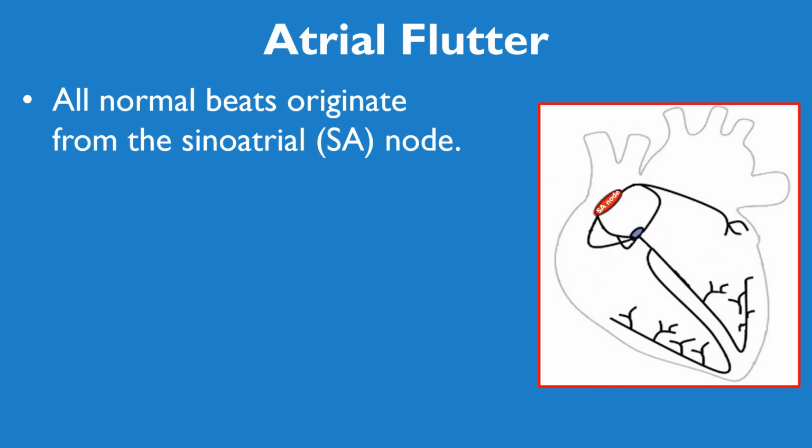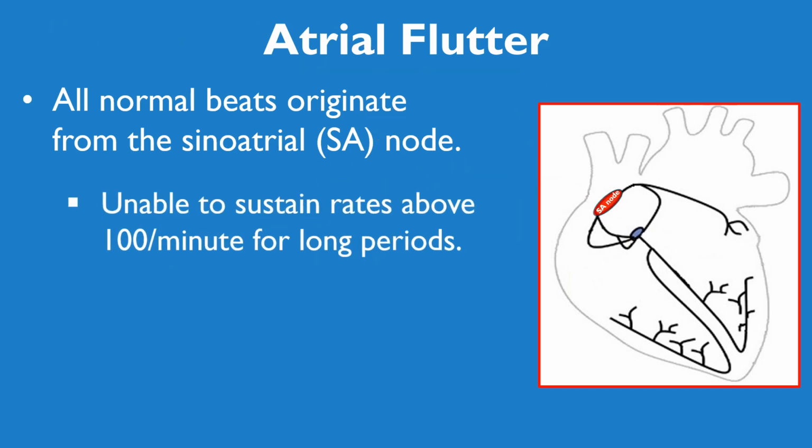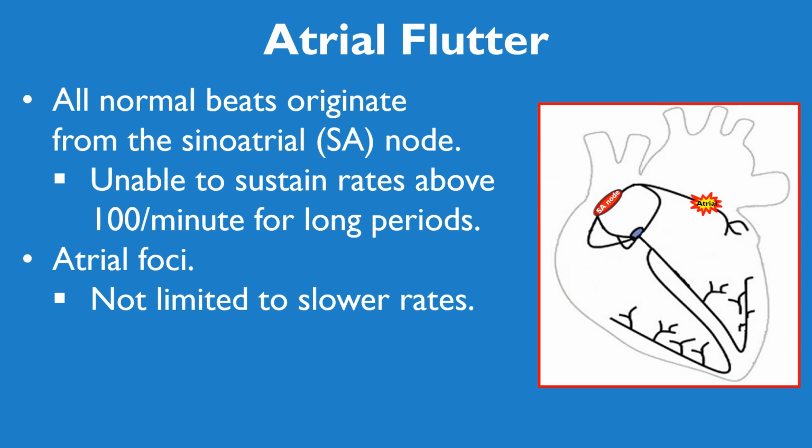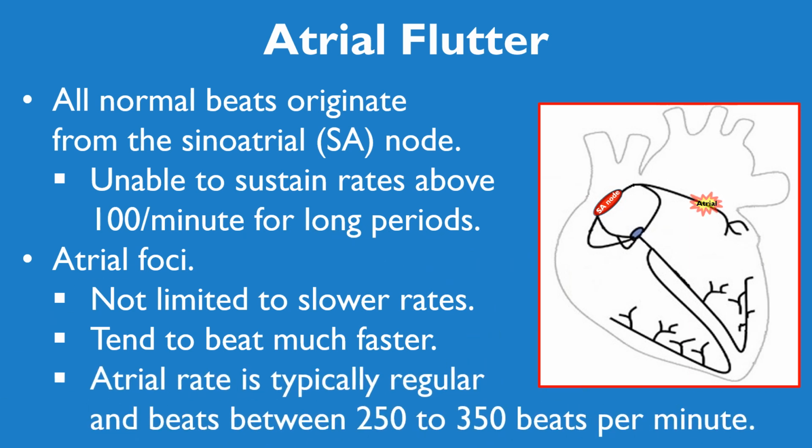So all normal rhythms originate from the SA node or the sinoatrial node. In relation to rate, the SA node can actually increase rate, but it has a difficult time sustaining rates above 100 beats for long periods of time. Whereas atrial foci don't have those limitations. They actually have the ability to beat very fast and for long sustained periods of time. They tend to be a little bit faster, and in the context of atrial flutter, the atrial rate or the P wave rate is typically going to be regular, and it's going to beat somewhere between 250 to 350 beats per minute.